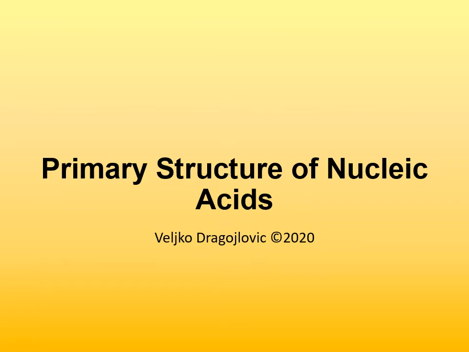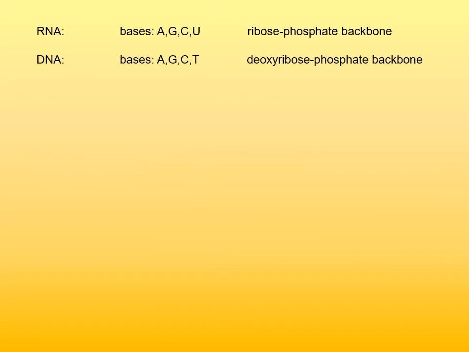In this presentation, we'll examine primary structure of nucleic acids. Nucleic acids are polynucleotides. They are polymers composed of nucleotides. A nucleic acid is composed of a sugar phosphate backbone, and nucleic acid bases are attached to the backbone as side chains. Each nucleic acid has a unique sequence of bases, while sugar phosphate backbone is common to all of them.